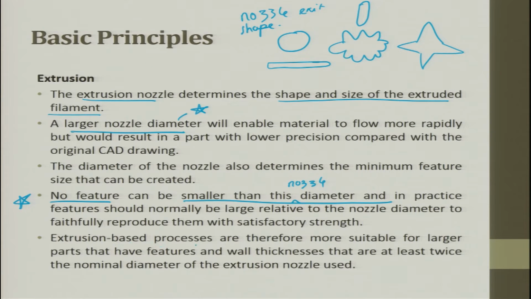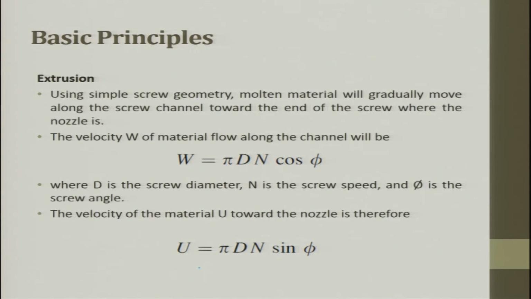Extrusion pressure processes are therefore more suitable for larger parts that have features and wall thicknesses that are at least twice the nominal diameter of the extrusion nozzle. This is a thumb rule which you should understand. So, the wall thickness should be at least twice the nominal diameter of the extrusion nozzle used.